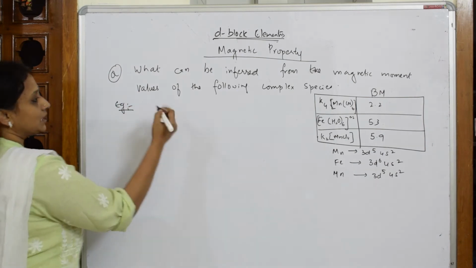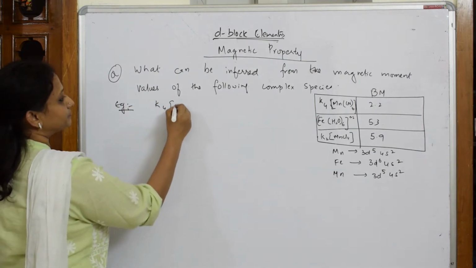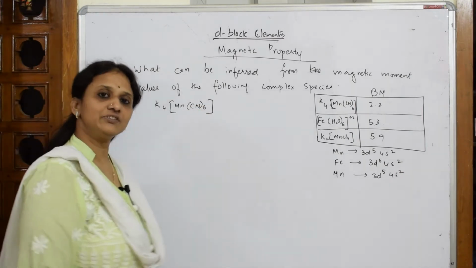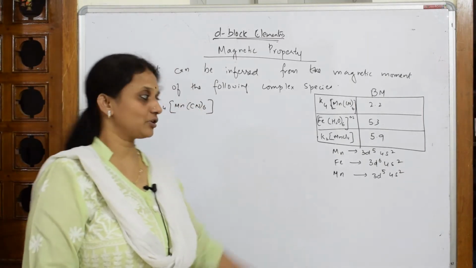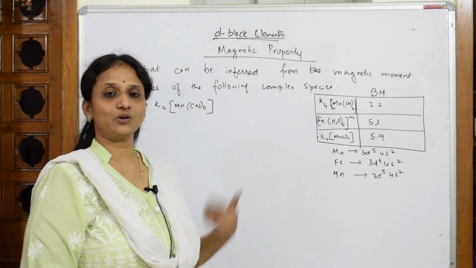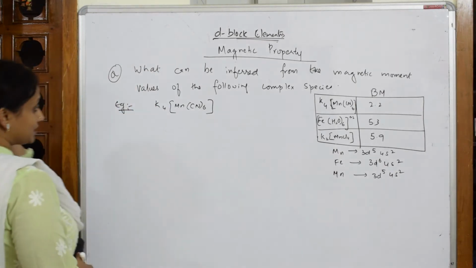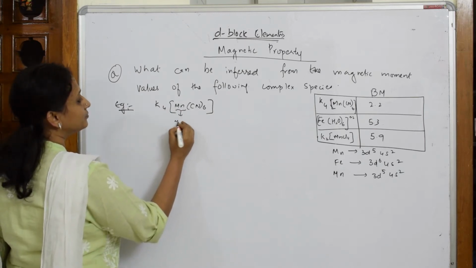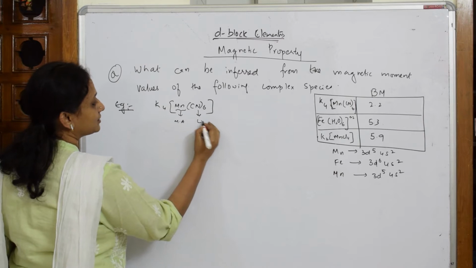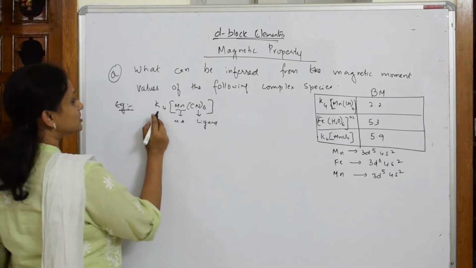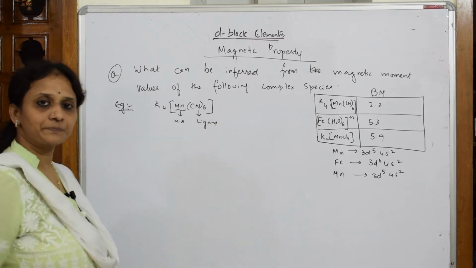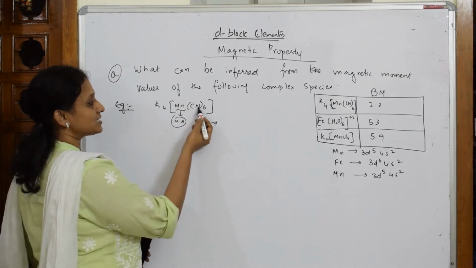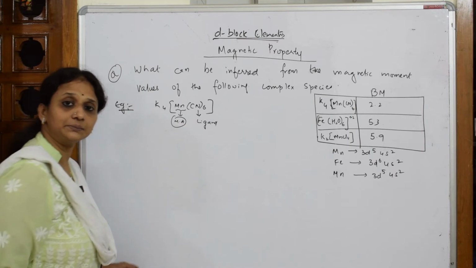Example 1 is K4[Mn(CN)6], and the Bohr magneton given to me is 2.2. Okay, not a problem. Let's see how I can use that. Now when such an example is given to me, this is your metal atom, this is your ligand, and this is the one which is outside the sphere. Now the six ligands are going to donate electrons to this metal atom.